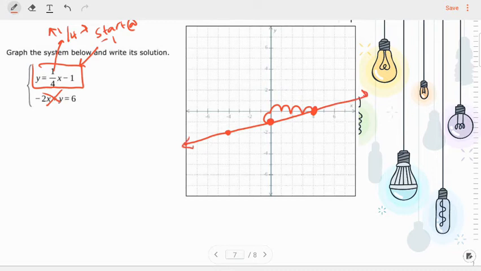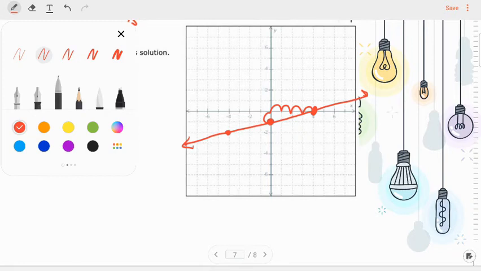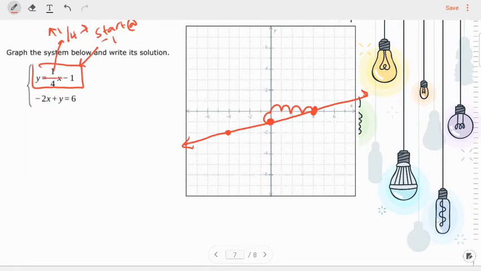And then I'm going to focus on line number 2. So I'm going to ignore the top equation and just focus on the bottom. Now, very first thing I notice, y is not by itself, so I have to do that first. To get y by itself, I'm going to get rid of this -2x. In order to get this to cancel out off of the side, I need to do the opposite. Since it says -2x, I'm going to add 2x to both sides.